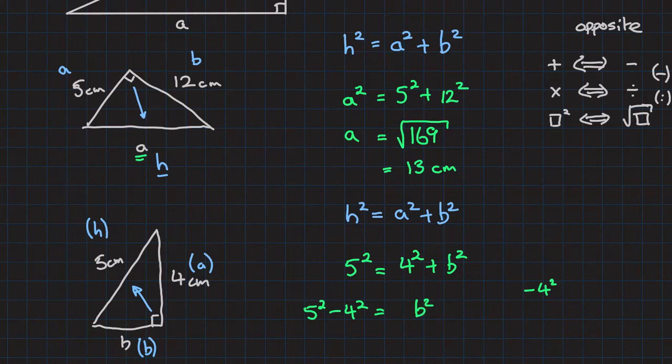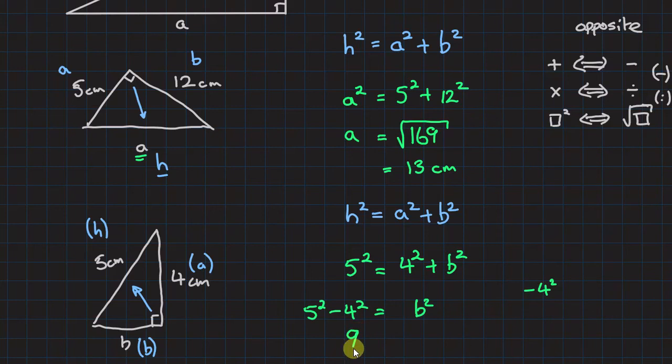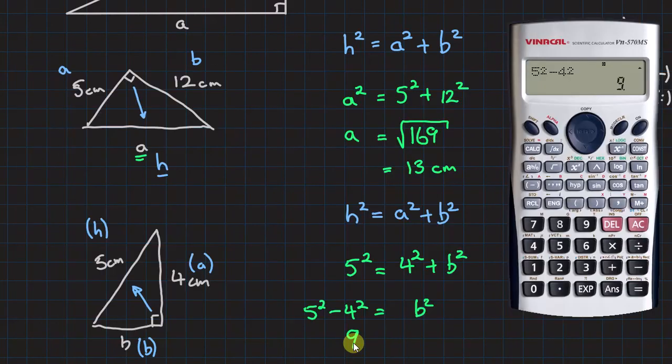Again, pull up my calculator, and this time I want to do 5 squared minus 4 squared. That gives me an answer 9. And I just want to show you something that people get wrong quite a lot. Sometimes people will do what is 5 minus 4 and square it. They're not the same answer. It is each number squared.